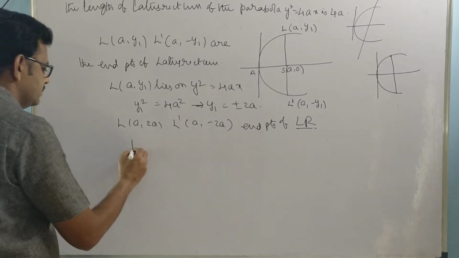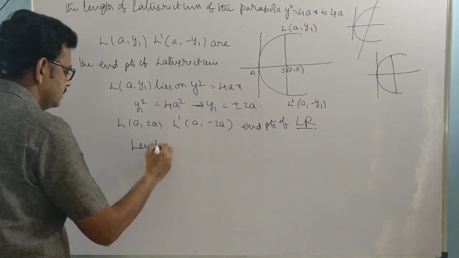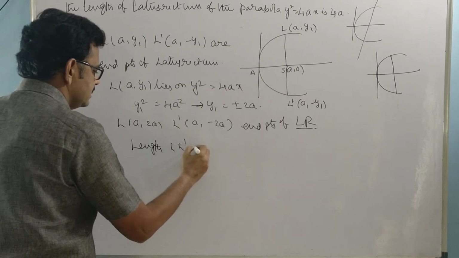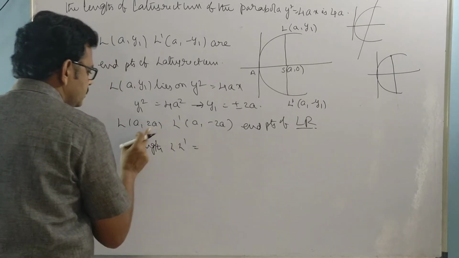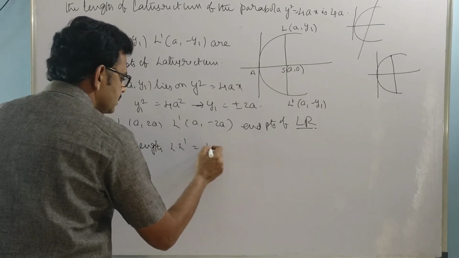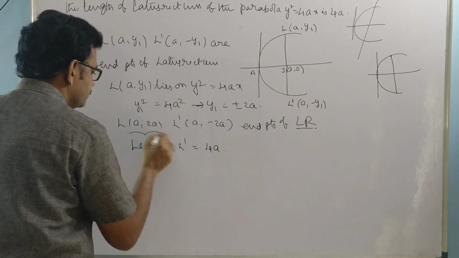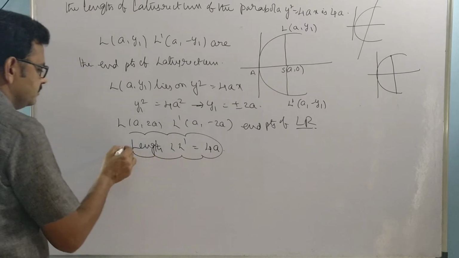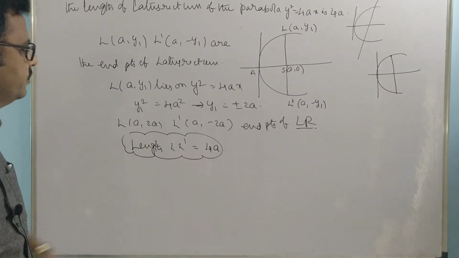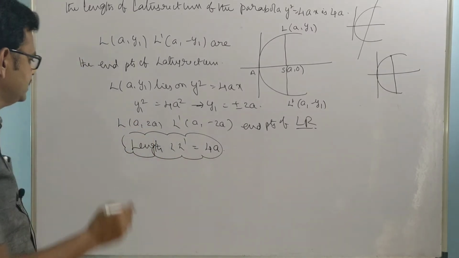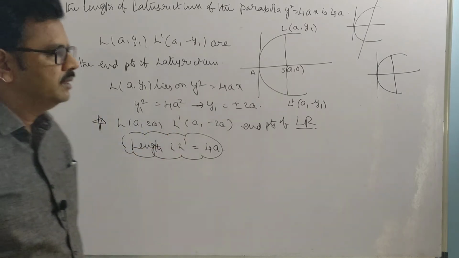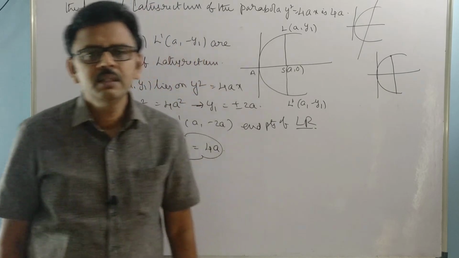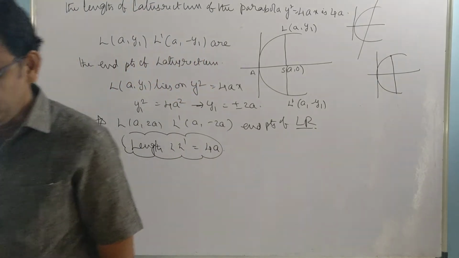Now what is the length? LL dash is equal to, a minus a is 0, and 2a minus of minus 2a is 4a. Therefore, the length of the latus rectum of the parabola is 4a. And the end points of the latus rectum, a comma 2a and a comma minus 2a.